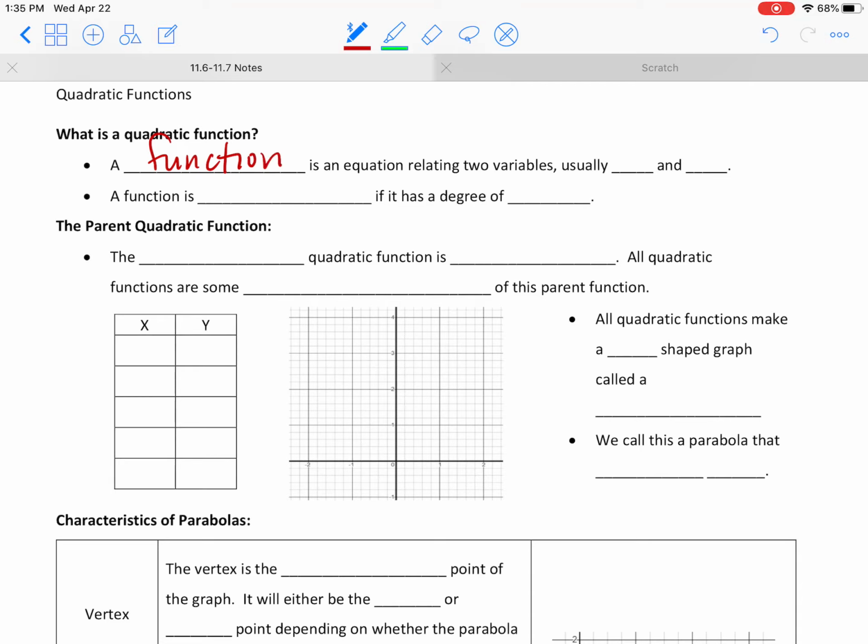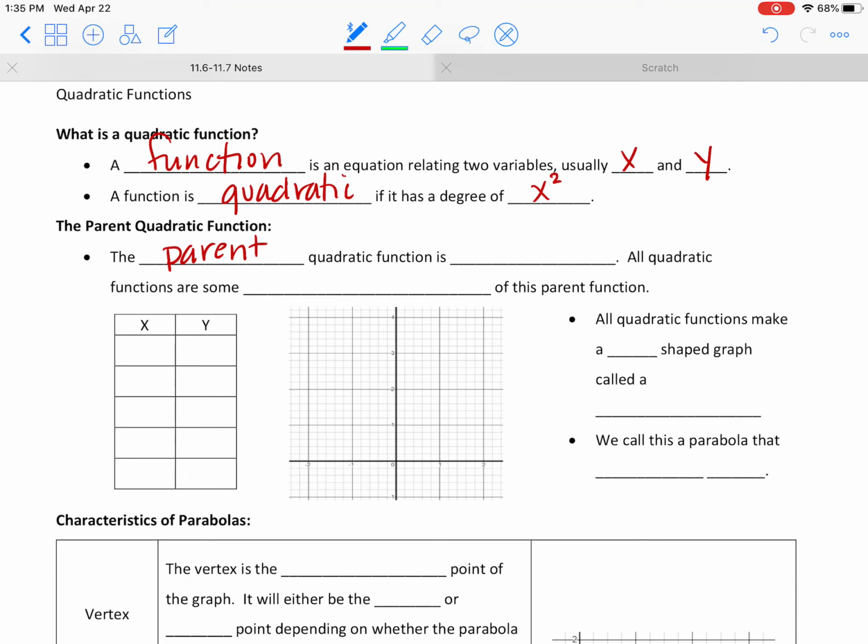Okay, so quadratic function, a function, let's start there, is an equation that's relating two variables, and those two variables are usually x and y. And remember, there's a little more to the definition of a function. It has to pass the vertical line test. It has to be true that every x value corresponds with exactly one y value. So if we have that, and your function is quadratic, then in that function you're going to see a degree of 2 on x. So you're looking for an x squared.